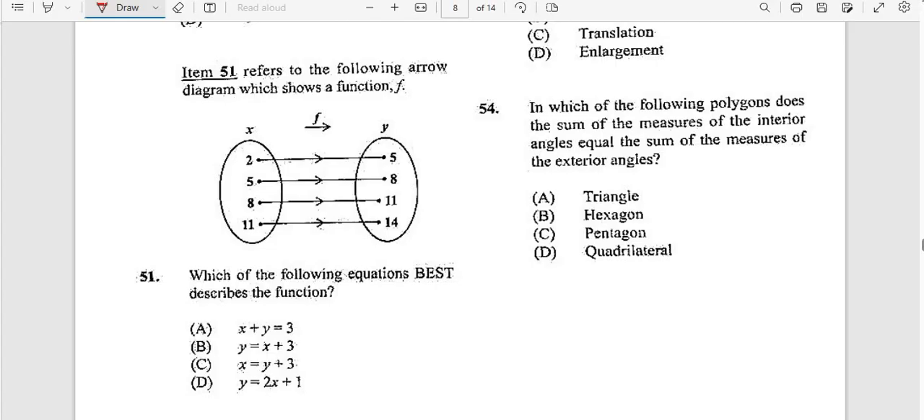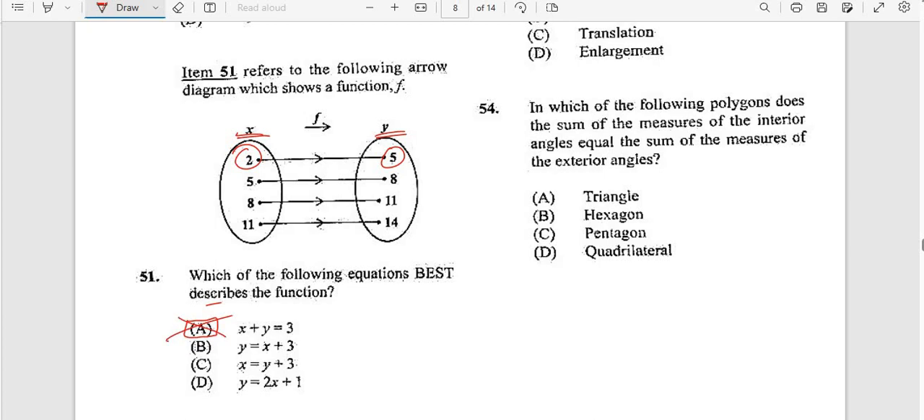Okay, so now we want the function that best describes what we're seeing here in the mapping diagram, or the arrow diagram. So we have the x component called the domain values, the y called the range values. And which one is the answer though? Let's look at the first one, x plus y equals 3. If we look at the x value of 2 and its corresponding value y, we add them according to this one here, x plus y gives us 3. Well, when I add 2 plus 5, I don't get 3.